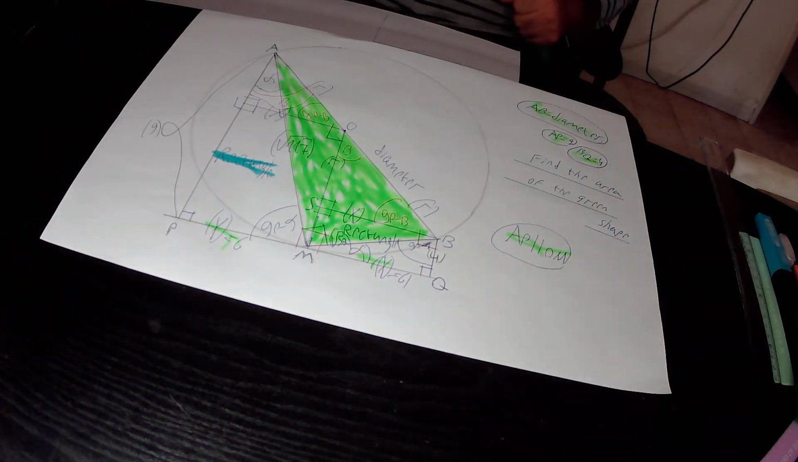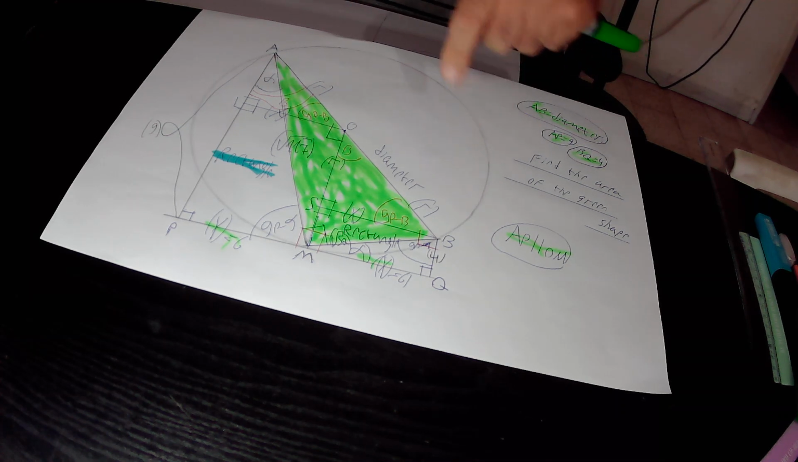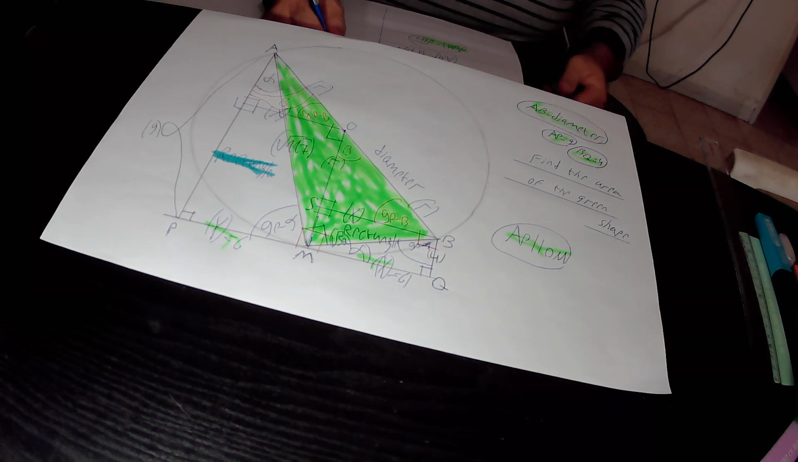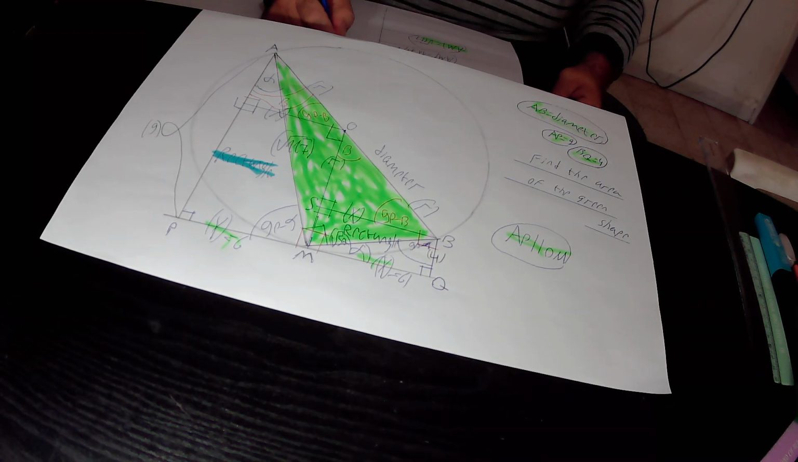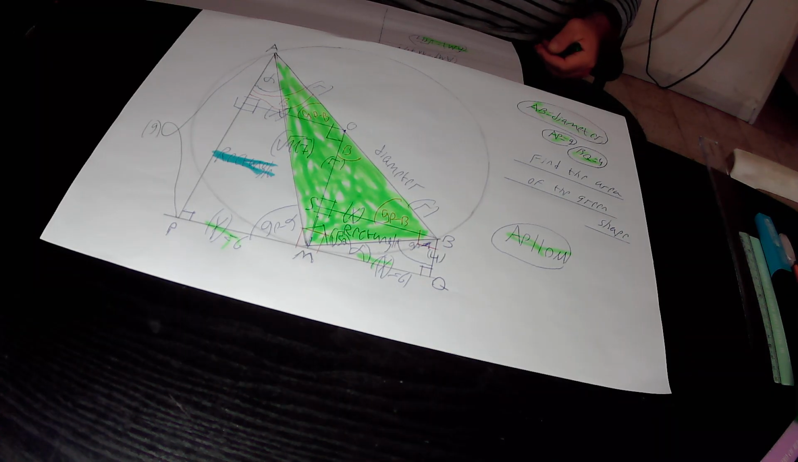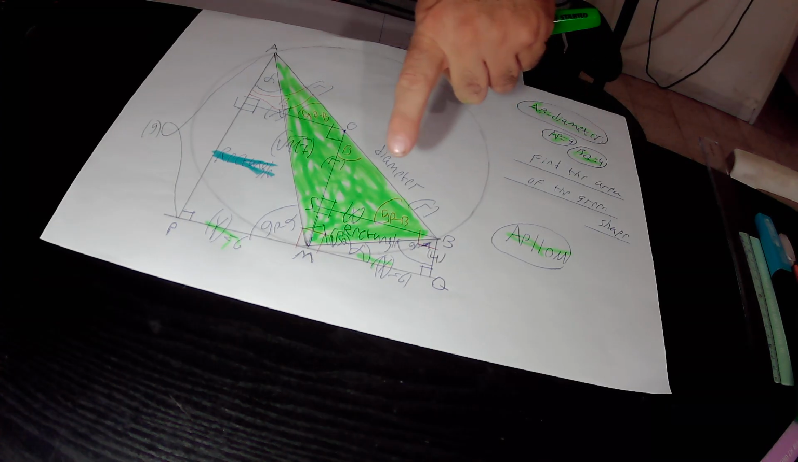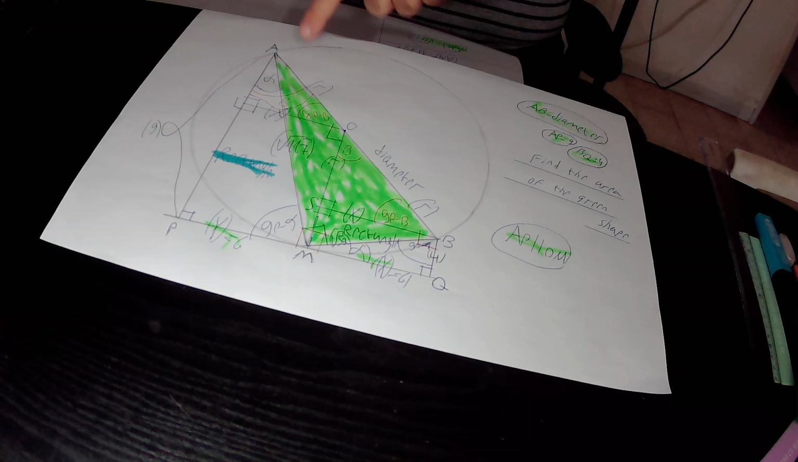Our task is to find out the area of this green shape. The green shape is actually the right triangle AMB. So we have to find out the area of the green right triangle AMB. We know that the area of any triangle equals the base times the height over 2. Therefore, the area of this green right triangle AMB will be equal to the base MB times the height MA over 2.